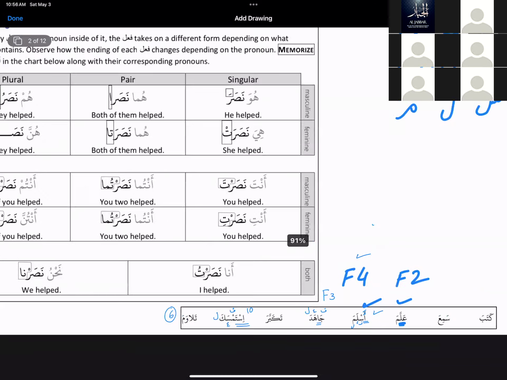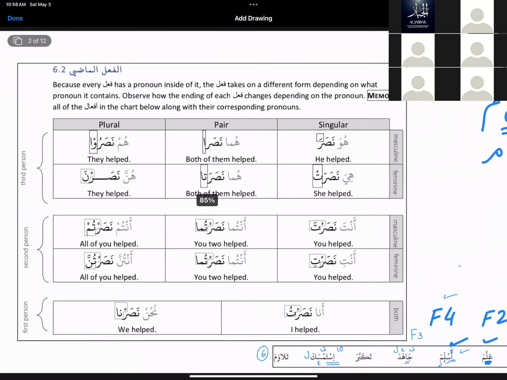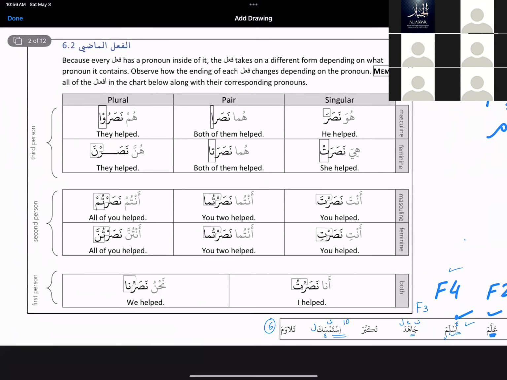Okay. If you are not sure about all these bab, which we did before the break, you guys need to just revise them. Now we are going to look again at this template and figure out what the fa'il is in there, and how all these work in the verb. Someone is asking something? No? Okay. So huwa nasara.